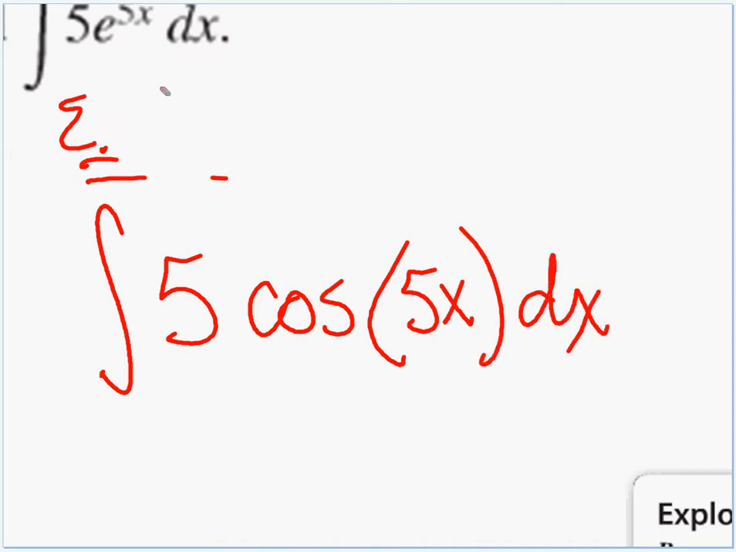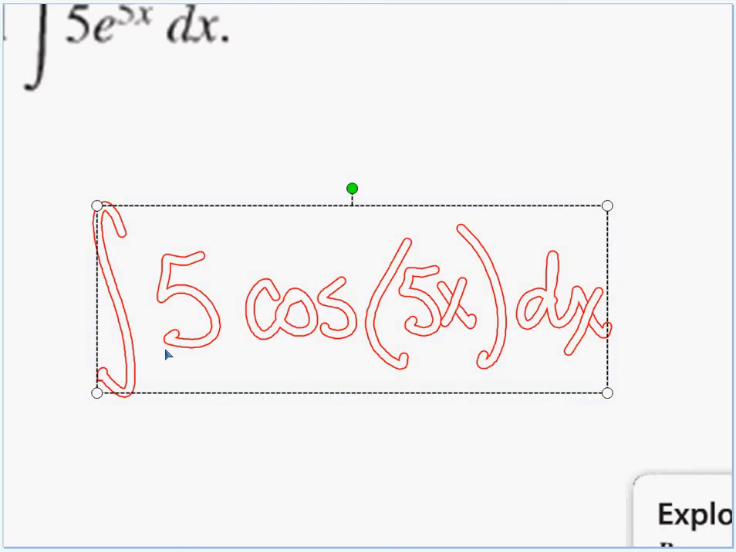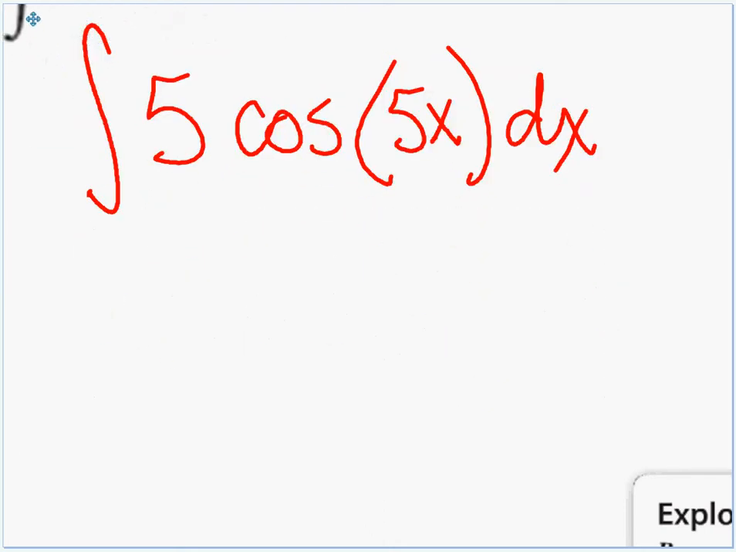Okay, so we've got to identify the inner function. You usually look for stuff in grouping symbols. Here I see the cos of a group. Oops, that was supposed to be black ink. So if this is our inner function, what's the derivative of 5x? Derivative of 5x is 5.